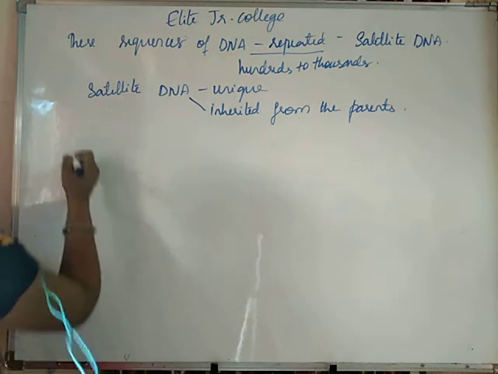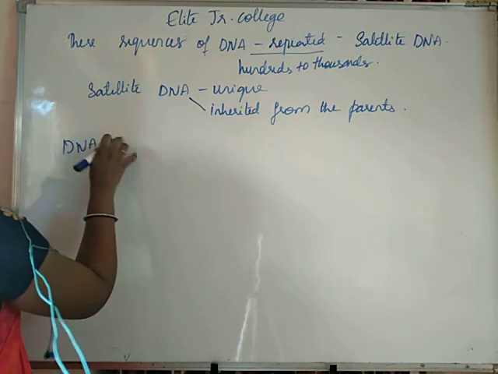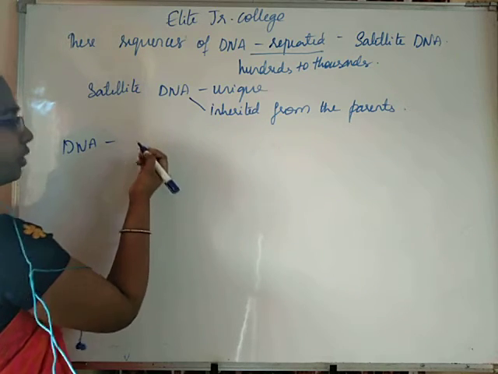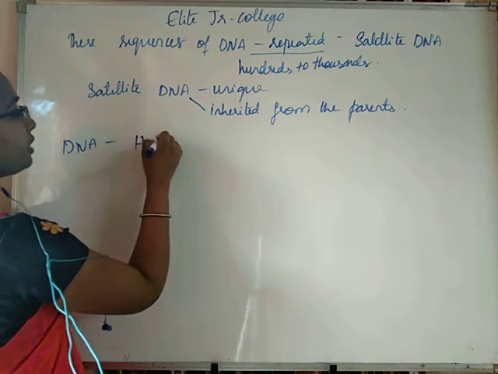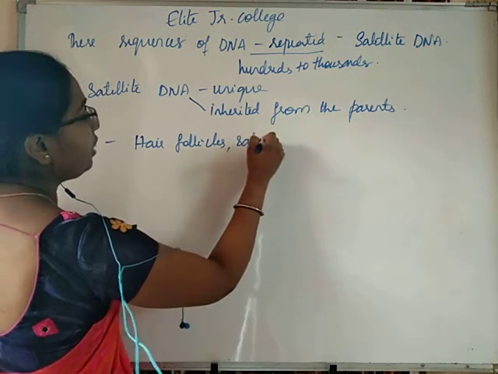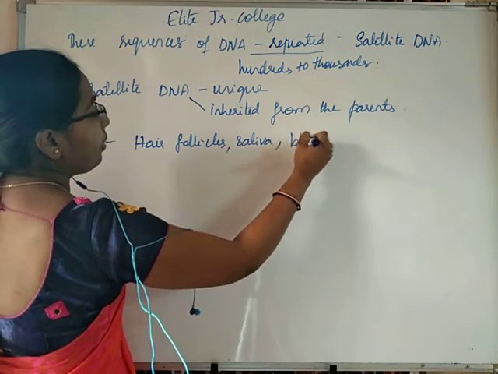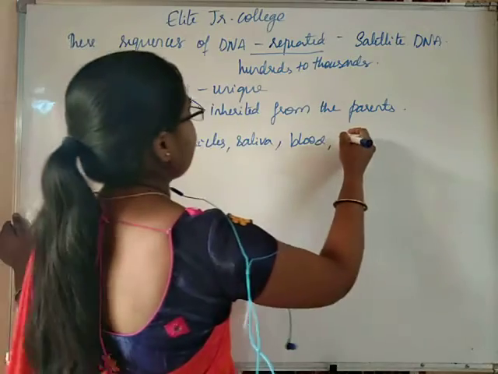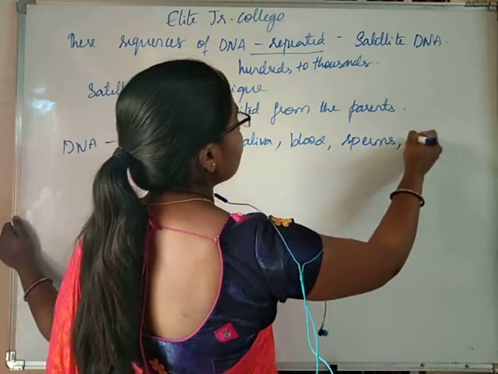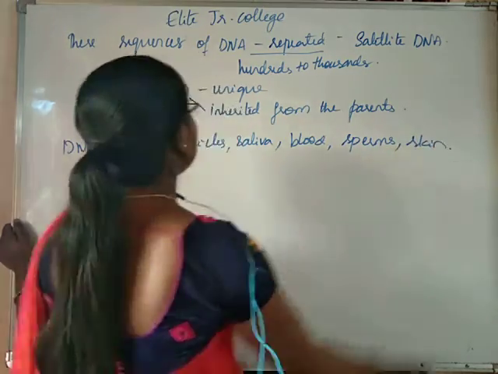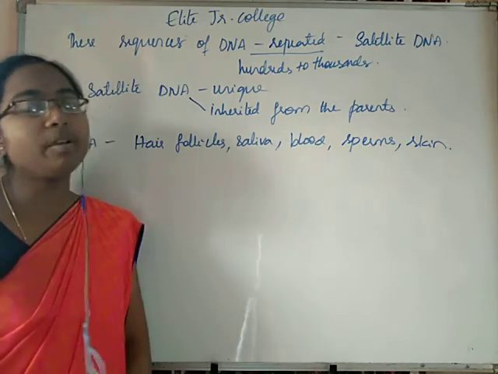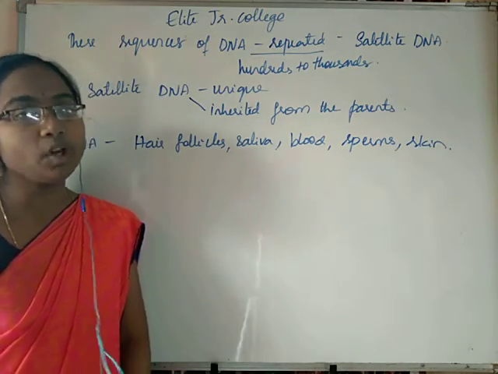See students, one more thing here is that DNA can be obtained from any cell in the body. Generally, it is obtained from hair follicles, saliva, blood, sperm, skin. In that way, from any of the cells in the body, DNA can be isolated. From them, repetitive sequences of DNA can be obtained.